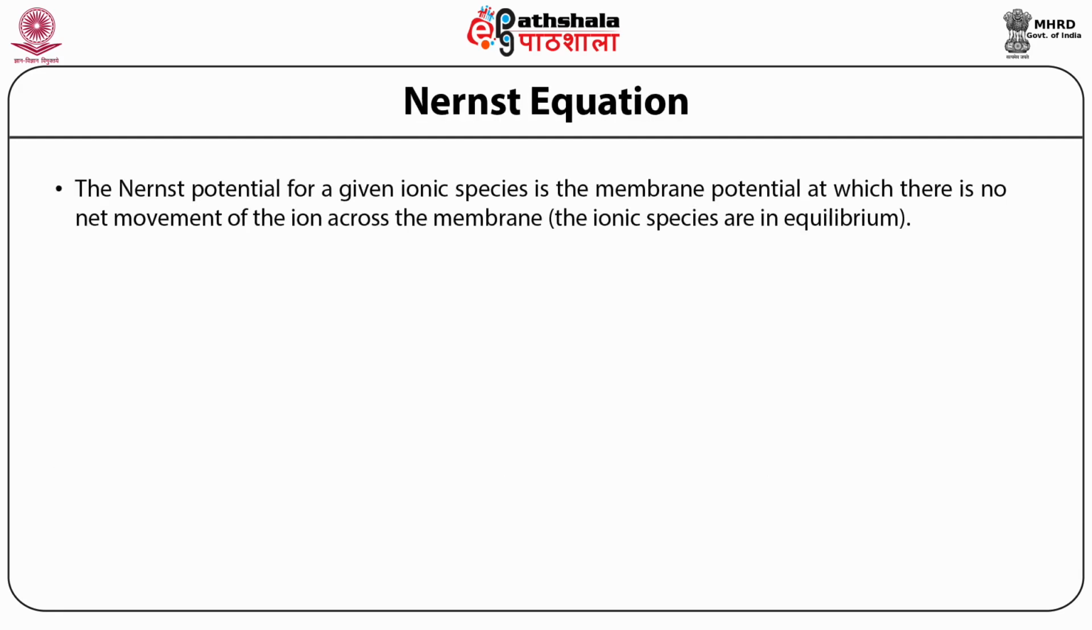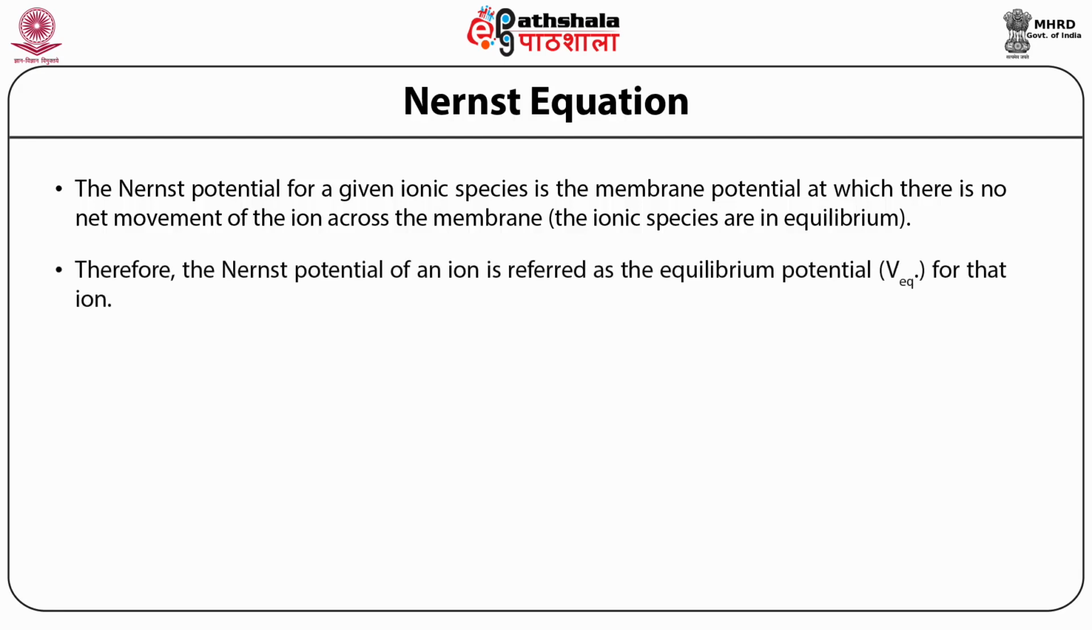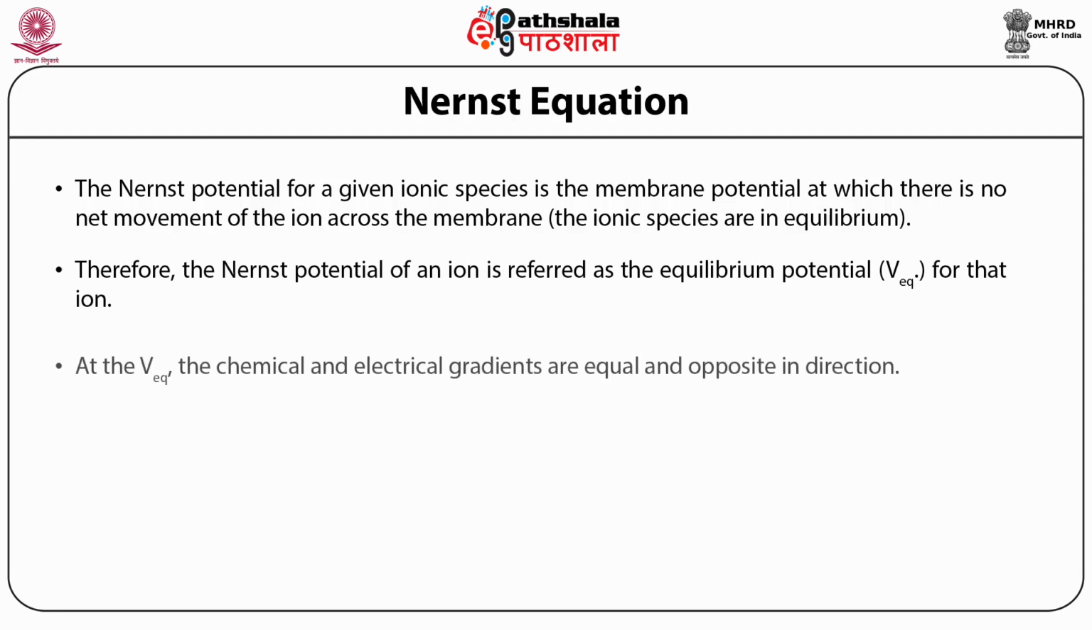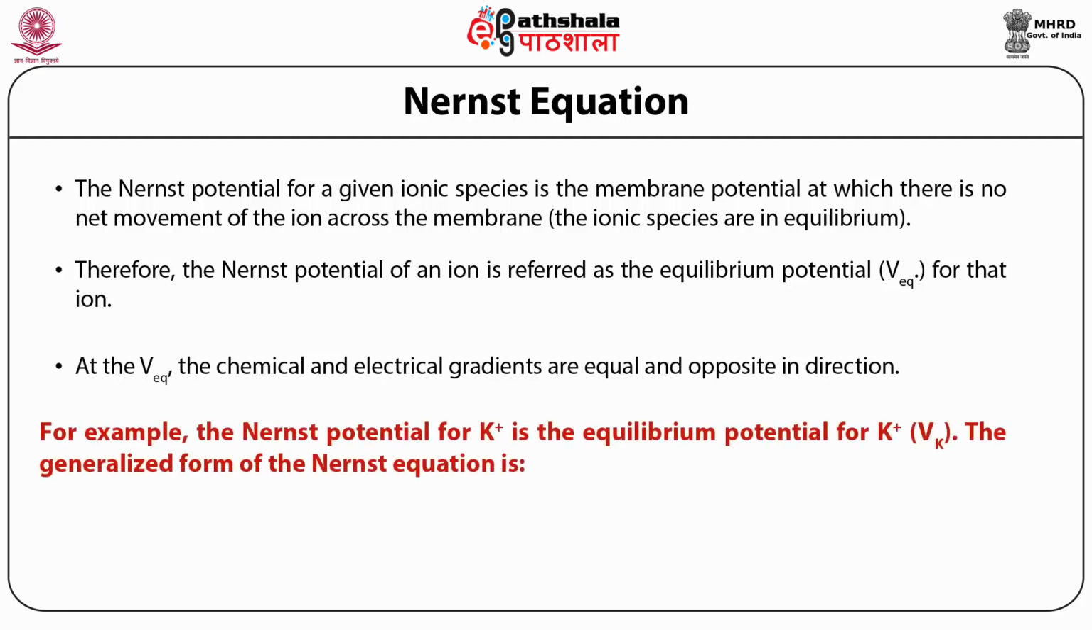The Nernst potential for a given ionic species is the membrane potential at which there is no net movement of the ion across the membrane. The ionic species are in equilibrium. Therefore, the Nernst potential of an ion is referred to as the equilibrium potential for that ion. At the VEQ, the chemical and electrical gradients are equal and opposite in direction. For example, the Nernst potential for potassium ion is the equilibrium potential for potassium ion, VK.